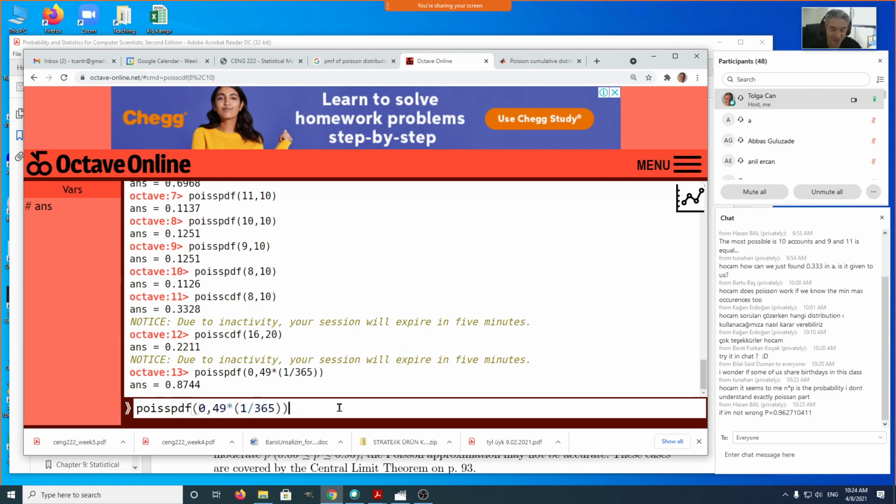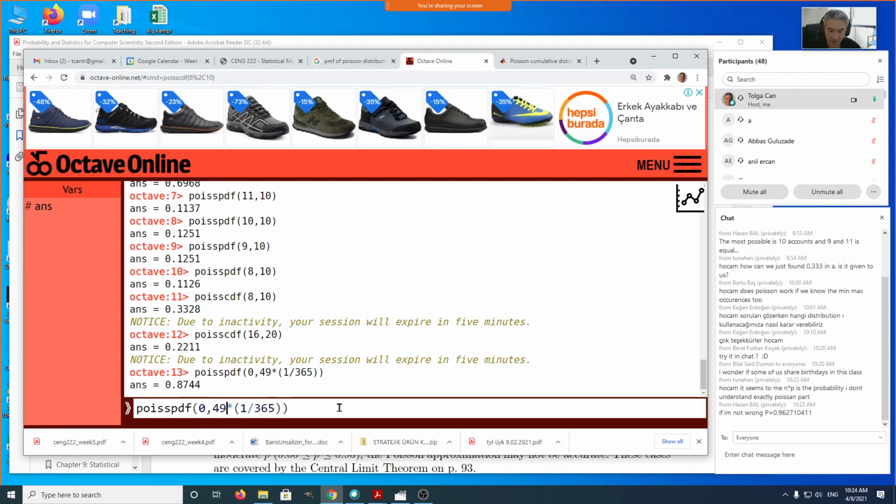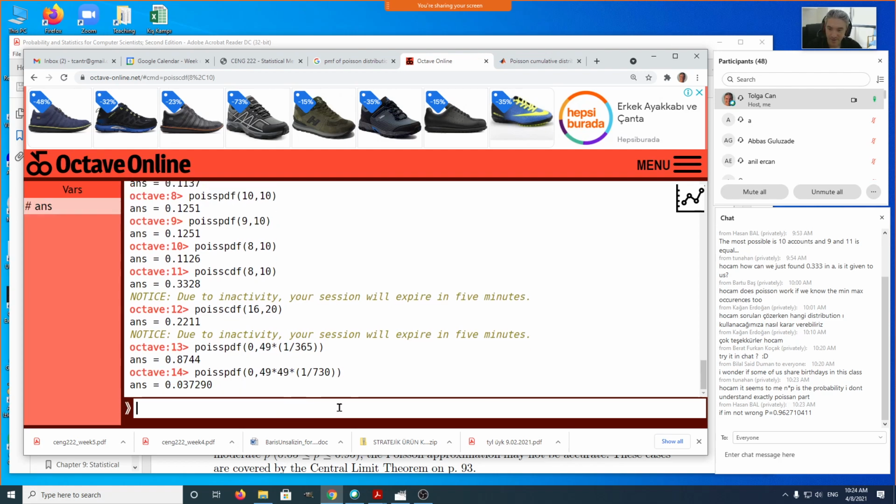So in order to solve whether two of you share a birthday, we need to do this, 49 times 49 on average, roughly divided by 730. So we have to look at this one. It's going to be close to what Hassan found actually, which is 0.96. So with very large probability, 0.96, two of you in this class actually share birthdays. All right.